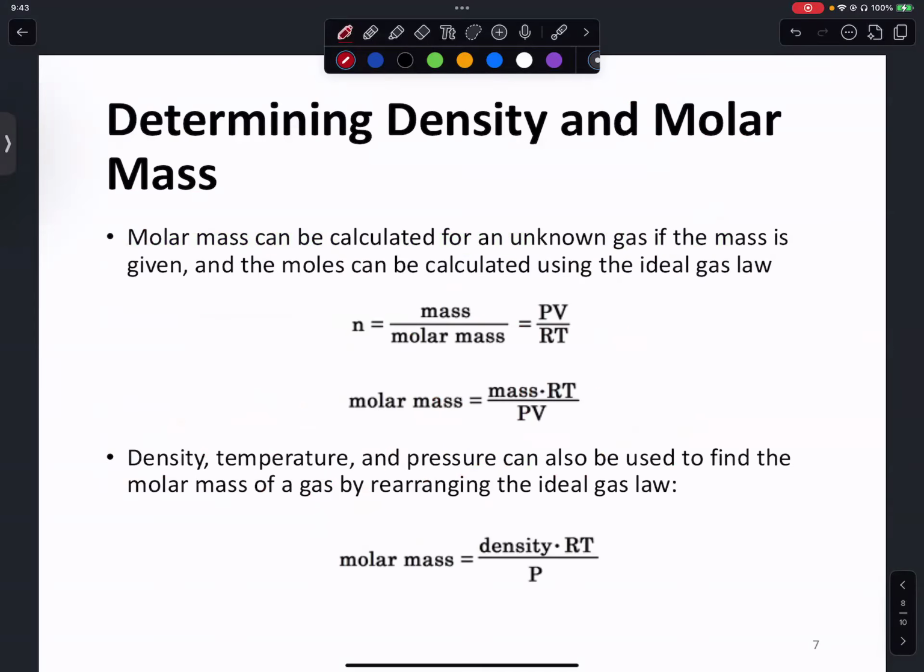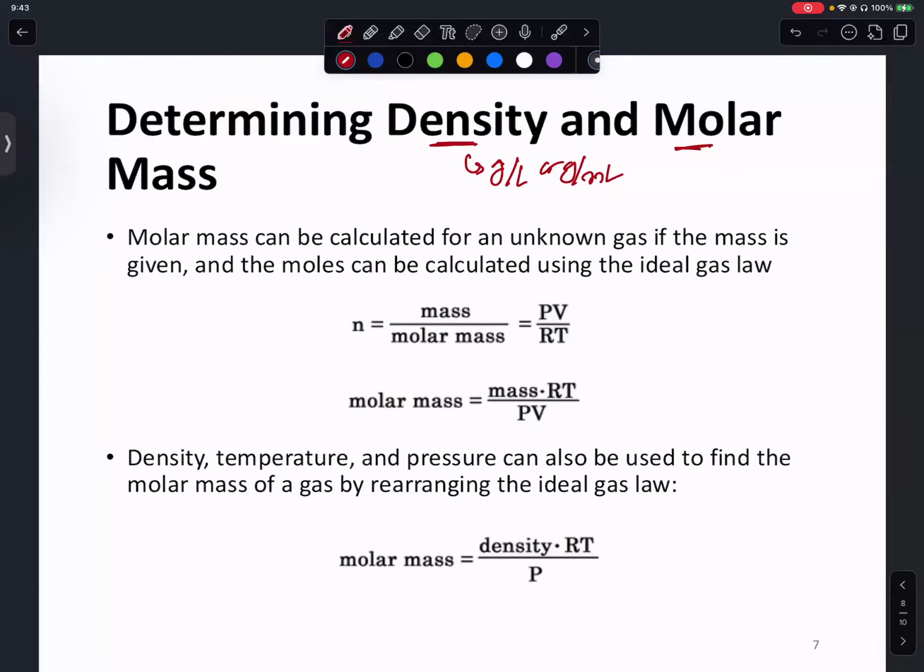Now, another thing we want to talk about is the application of the ideal gas law and how we can do a slight modification to this equation so we can determine the density of a gas. Usually it's going to be in grams per liter, or we can convert it to grams per milliliter, and the molar mass of an unknown gas.